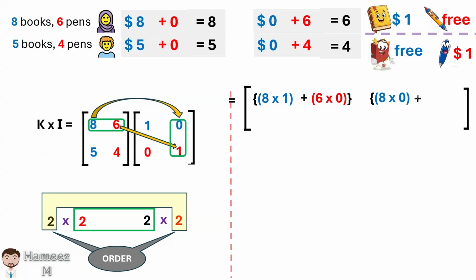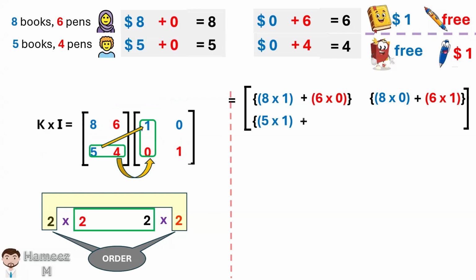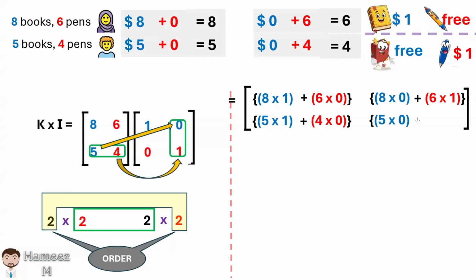And now we need to work out Liam's books and pens. So we're going to look at Liam in the second row, and he's going to the first bookstore. So books will be 5 by 1, which is $5 in the first bookstore, and 4 free books, which is 4 by 0, which is 0. And then Liam in the second bookstore will be 5 free books, 5 by 0, and 4 pens at $1 each, which is 4.